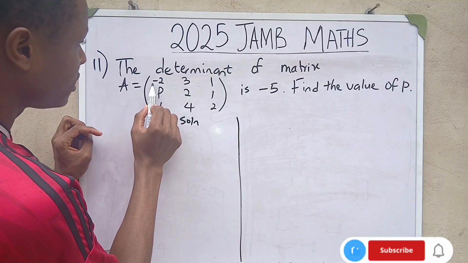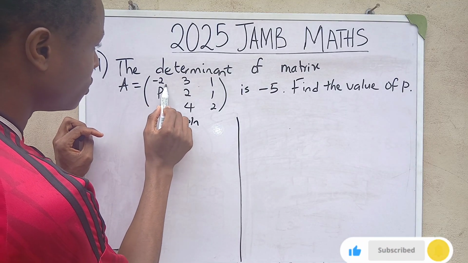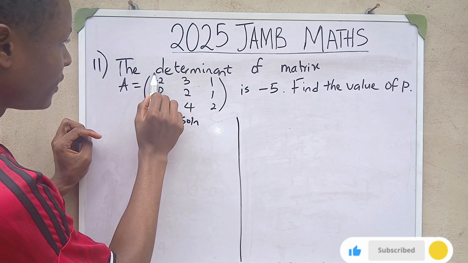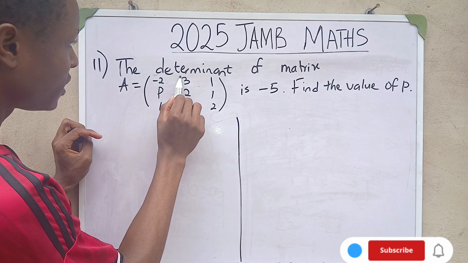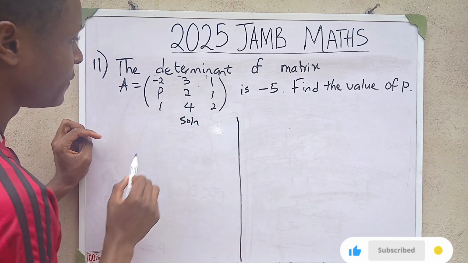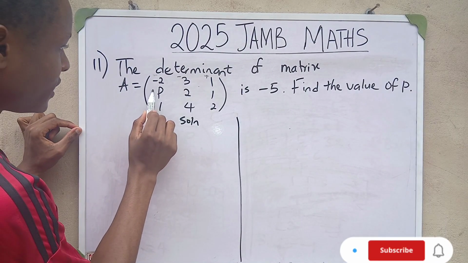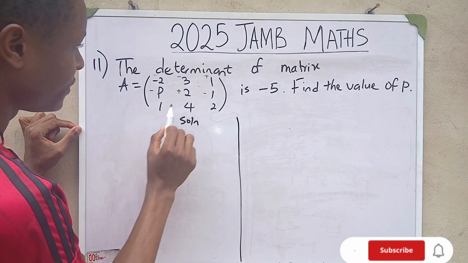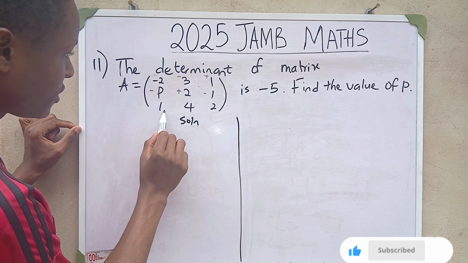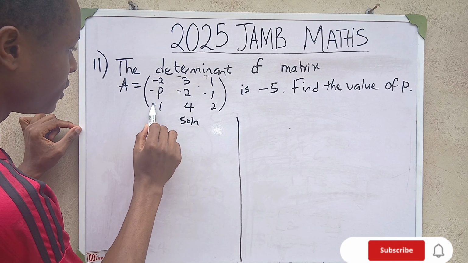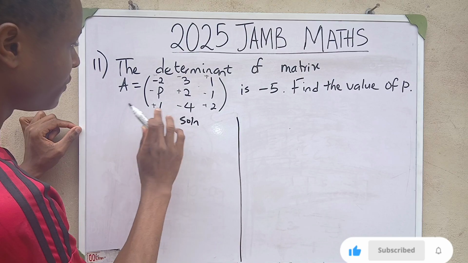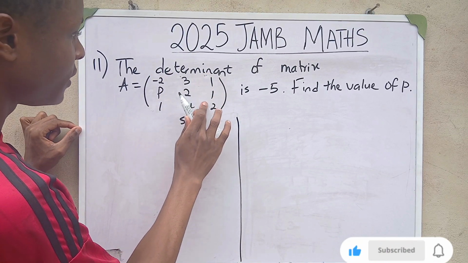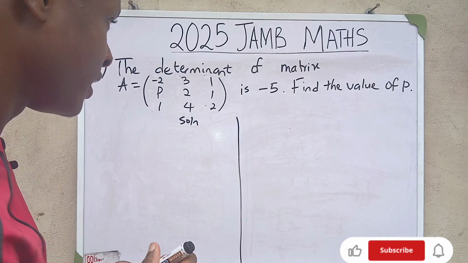the coefficient of the first row, that is this row, that means we are going to have this one to be positive, this one to be negative, and this one to be positive. So if we are taking the second row, we have this one to be negative, this one to be positive, and this one to be negative. While the last row, we have this one to be positive, negative, and positive. So that is the format we use when solving a 3 by 3 determinant.